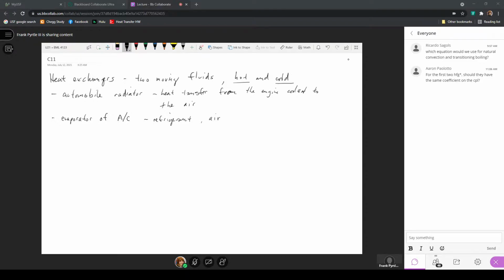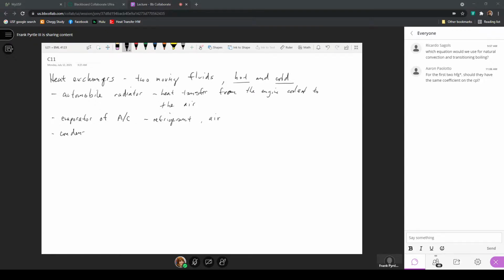In this case, the air is the hot fluid and the refrigerant is the cold fluid, so that the heat transfers out of the air and into the refrigerant. The evaporator is that portion that is the heat exchanger that will be in your ductwork, whether that's the ductwork in the dashboard of your vehicle or the ductwork that is typically in the ceiling of your home. Here, the air is the hot fluid and the refrigerant is the cold fluid.